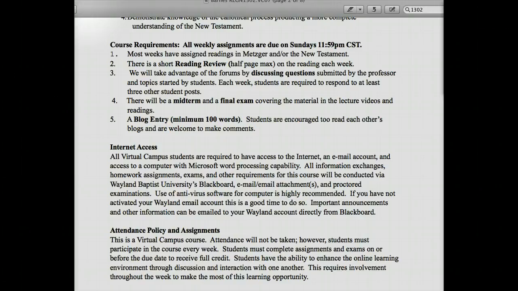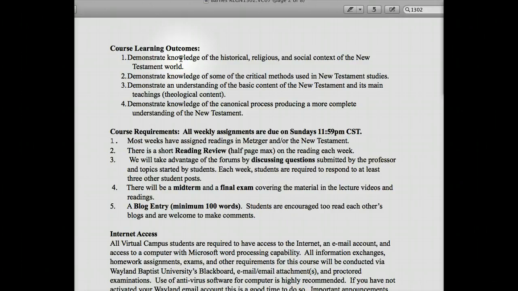The course learning outcomes. This is what we want for you when you take the New Testament class at Wayland Baptist University. These are the four things that we want for you. And the first one is knowledge of the historical, religious, and social context of the New Testament world.